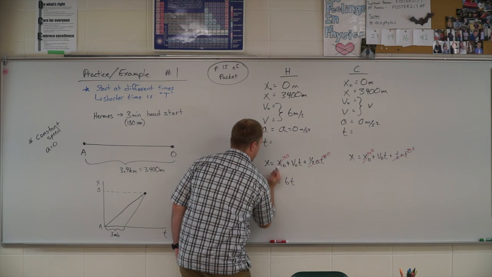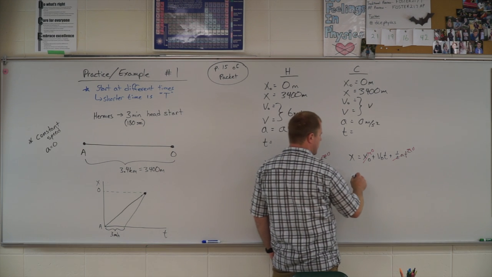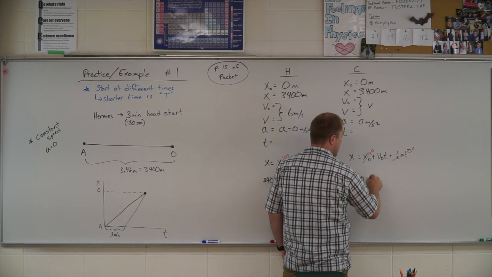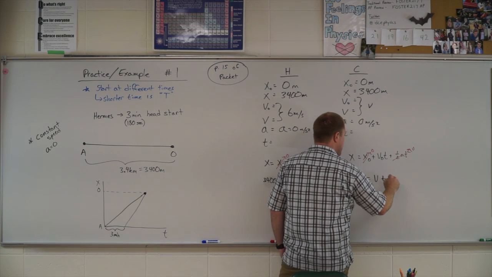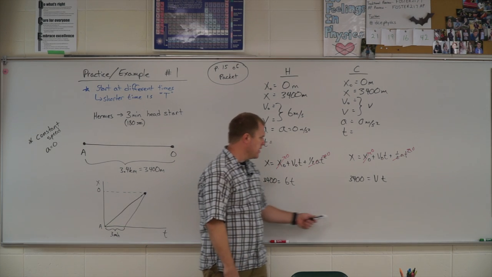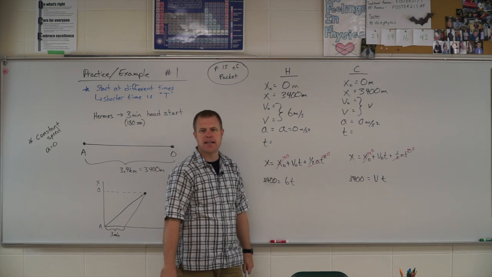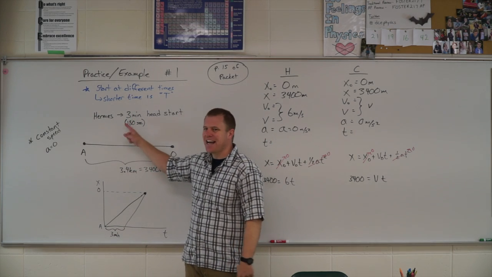Okay. Now I get to these 2 equations, and this one says x equals 6t. Well, I guess 3,400 equals 6t, and over here I have 3,400 equals v, which is the speed, times t. All right, so I could solve for t here and plug it in over here, and I'd get the same v though. So these t's are different, and that's because Hermes got a head start.